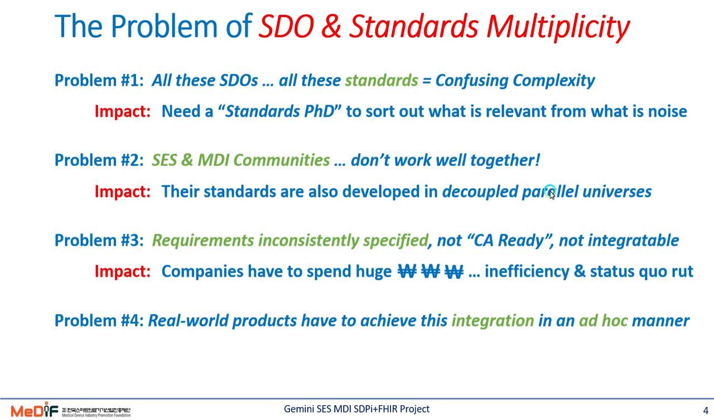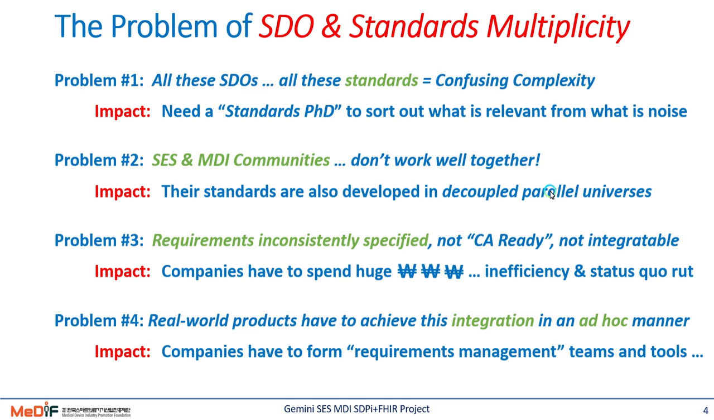Problem number four: real-world products have to achieve this integration in an ad hoc manner. In other words, they say, "Well, it's a regulated device. I have to support these 5 standards, but those standards don't integrate well. There's no way of showing how they work together and profiling them. So we just have to pick each one and figure out what we're going to do." Impact: companies have to form requirements management teams, a competency within their organization, people, and develop expensive tools costing millions of dollars just to manage this challenge.